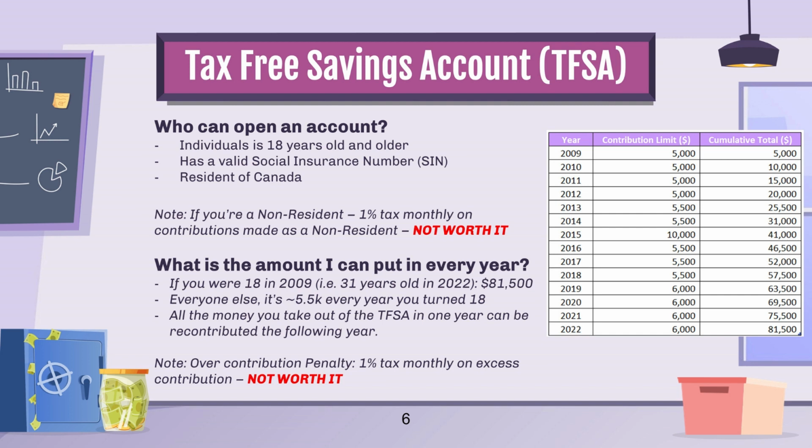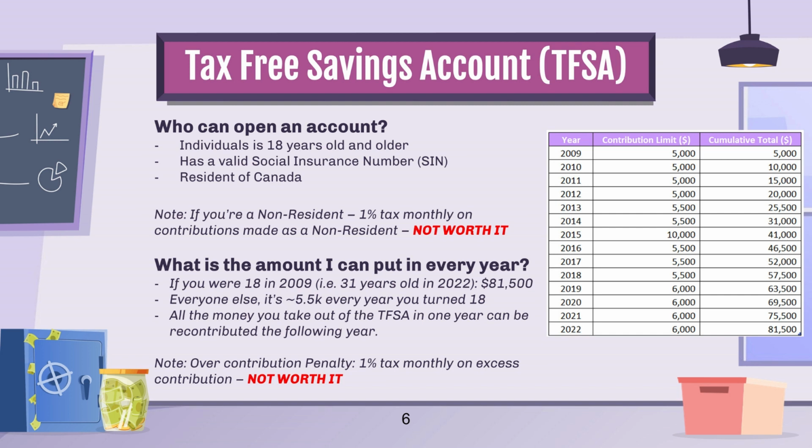If you were 18 years old in 2009, or in other words, you're 31 years old in 2022, and you haven't ever contributed to your TFSA, you can put in $81,500. For everyone else, it's about $5,500 every single year that you can put in since you've turned 18. On the right-hand side, you can see a chart that shows you every year what the maximum limit you can contribute to your TFSA is, and then what the cumulative total that you can contribute is.